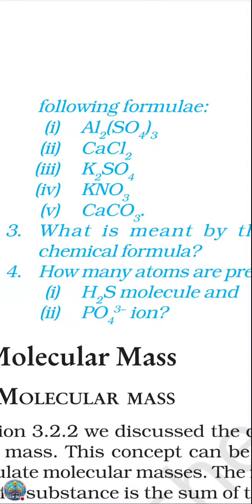KNO3: K stands for potassium, NO3 is nitrate, so potassium nitrate. Ca stands for calcium, CO3 stands for carbonate, so calcium carbonate. Is it clear now? Is it clear how to write formulas now? Like how to write names of the formulas?